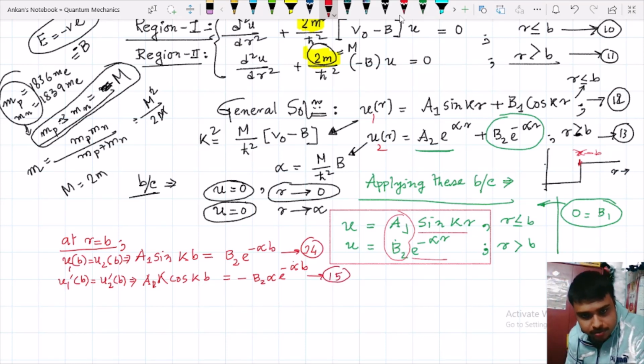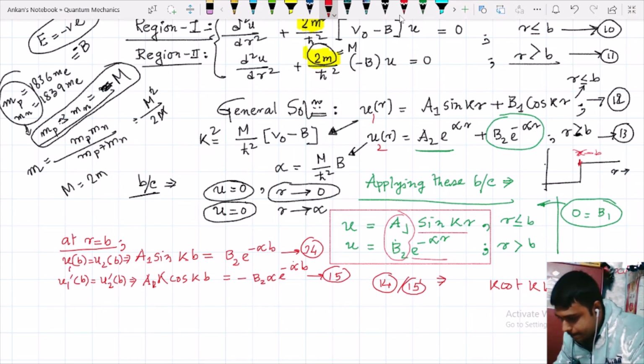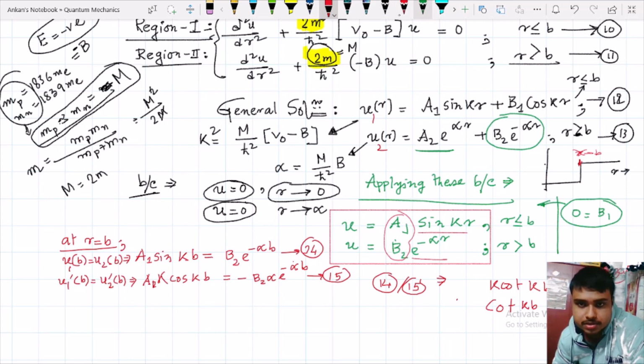Now 14 divided by 15 implies a1 cancels out, so k cot kb becomes minus alpha. The e to the power alpha b cancels out. So cot kb becomes minus of alpha by k. So the final expression is this.